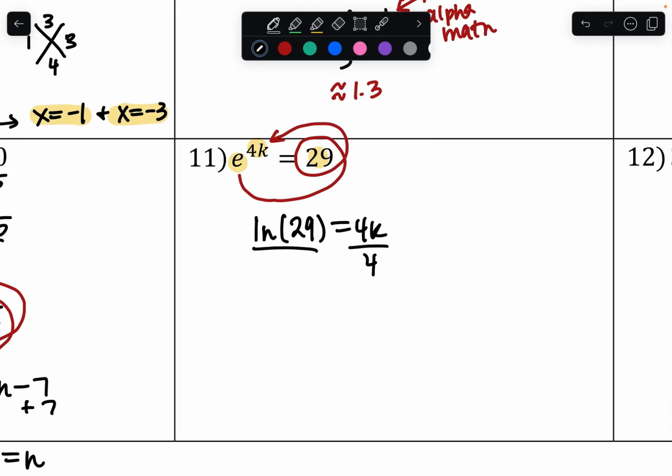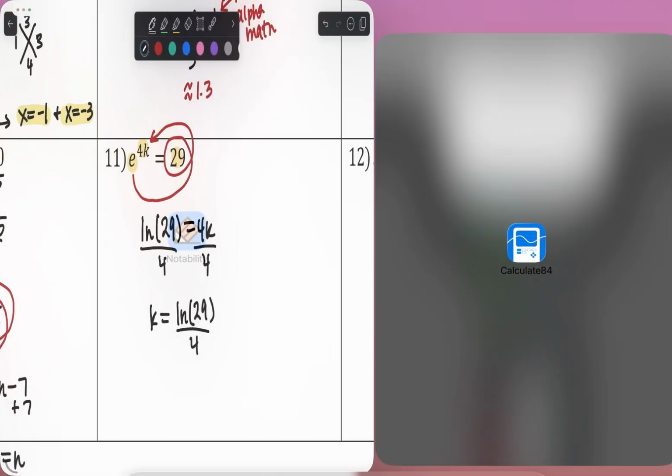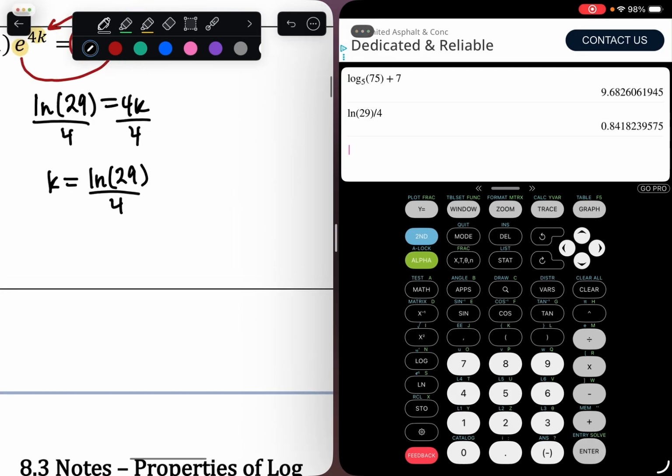And then divide by 4. And so k is natural log, that's ln, not in. I see that all the time. Divided by 4. And so to get that from your calculator, there's actually a button for it. There's an ln button, and so you would type the 29 and then divide by 4, and that's approximately 0.84.